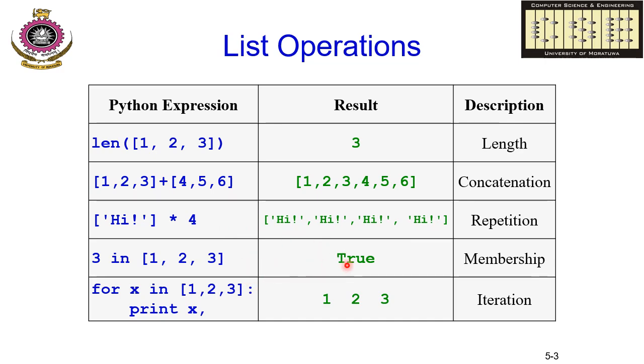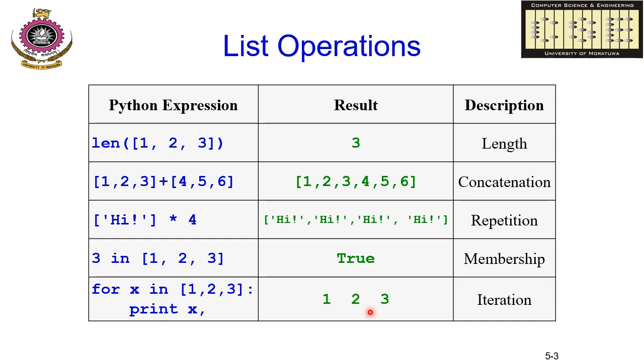And then the fourth one is checking the membership, whether a certain item is included in the list. So the in keyword is used in this case. 3 in this list. If it is included in the list, this will return true, otherwise false. So this is checking the membership, whether or not a specific item is included in a list. That checking is done using the in keyword.